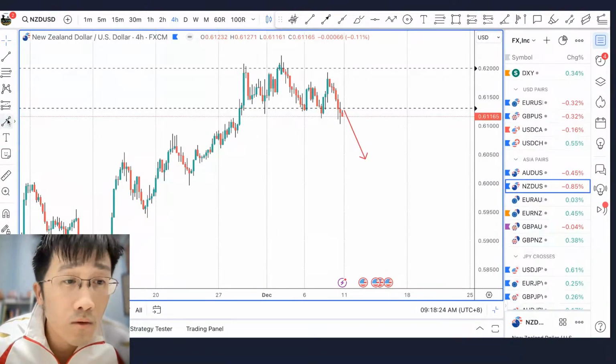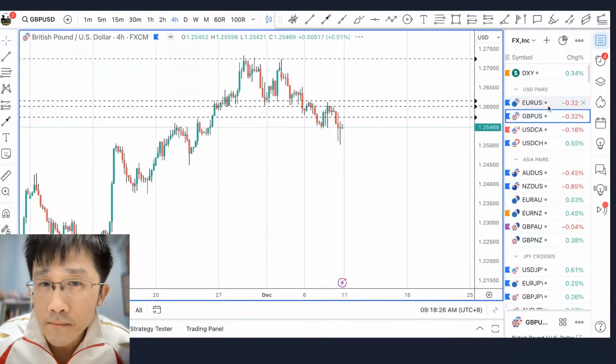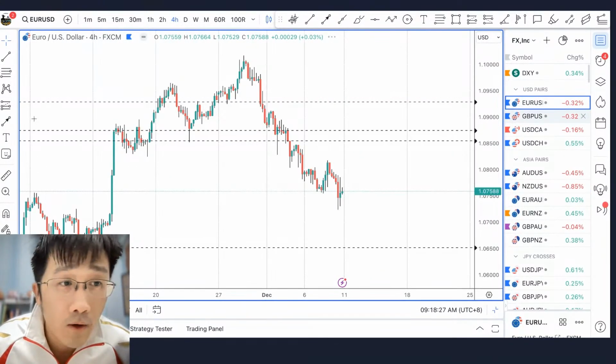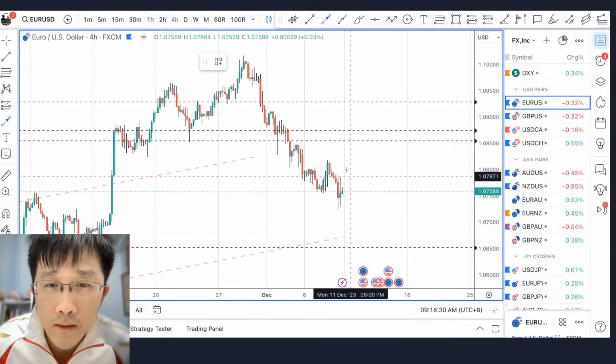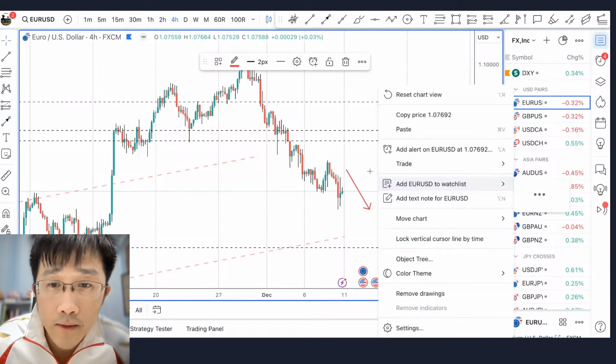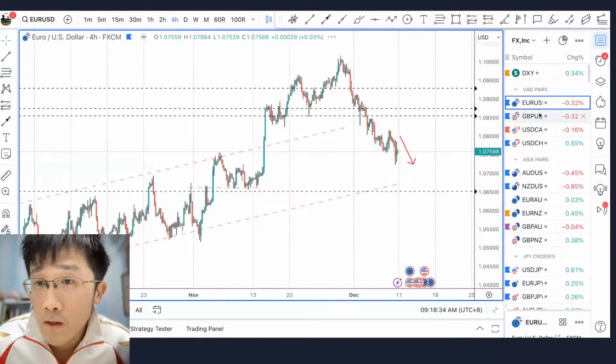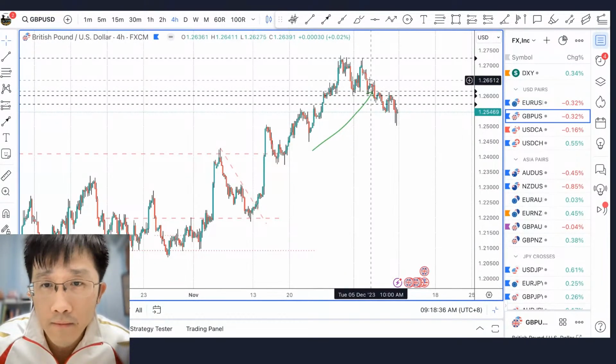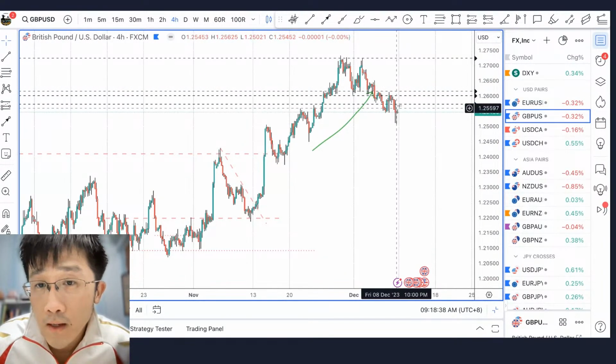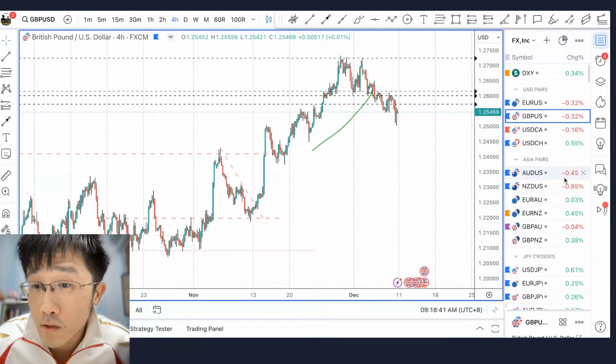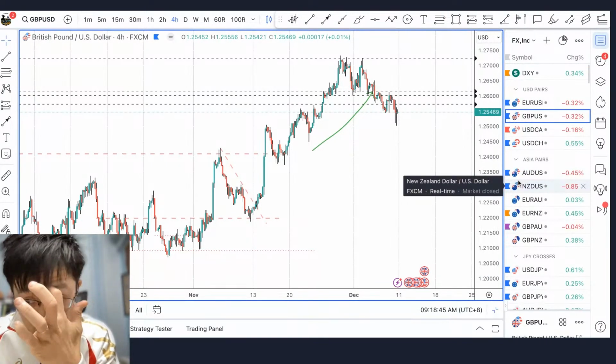So USD, slightly more bias on the upside. Pound and Euro, or the Pound is already on the downtrend itself. So any pullback should be for me to go short on these majors. Okay, that is that much.